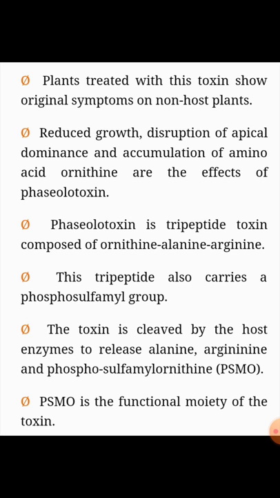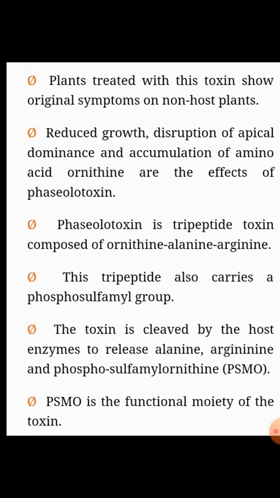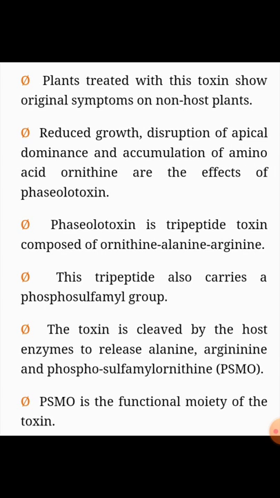Phaseolotoxin is a tripeptide. Here three amino acids are included in the chemical composition of phaseolotoxin, that is ornithine, alanine, arginine. This tripeptide also carries a sulfamyl group. This group is mainly responsible for the functional activity of the toxin. The toxin is cleaved by the host enzyme to release alanine, arginine, and phosphosulfamylornithine. And this PSOrn is the functional activity of the toxin.